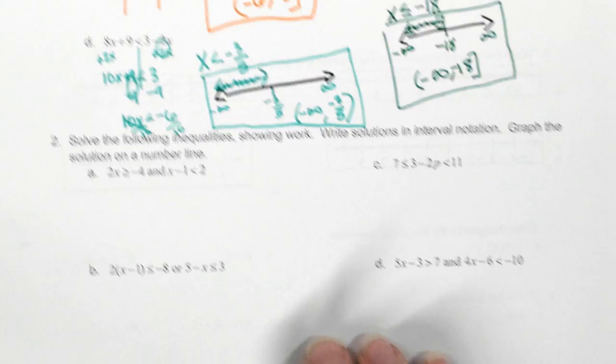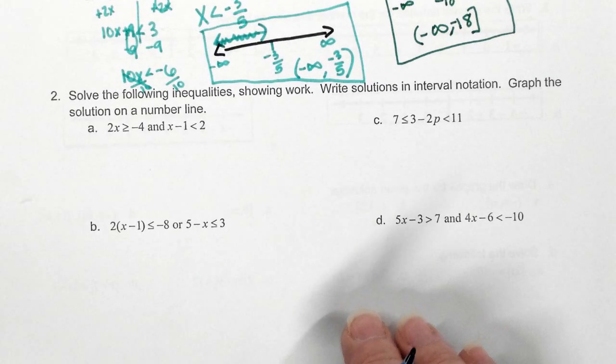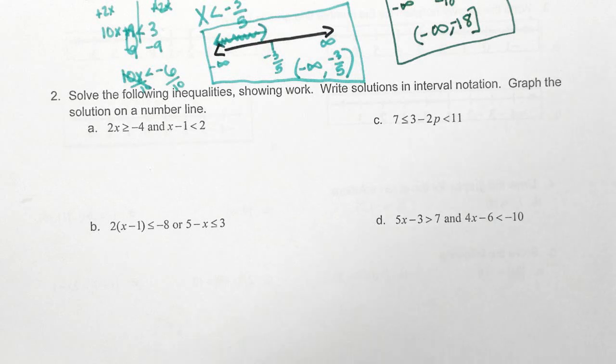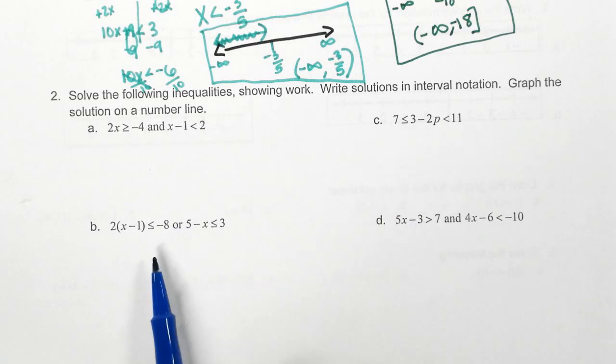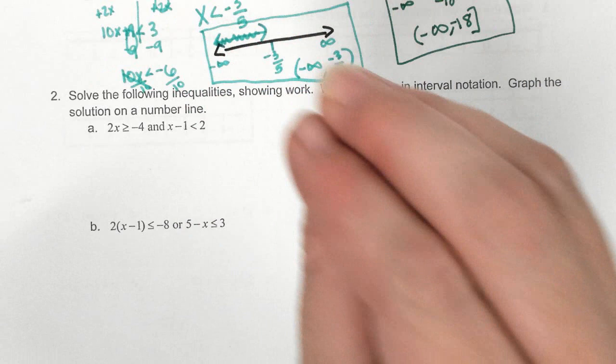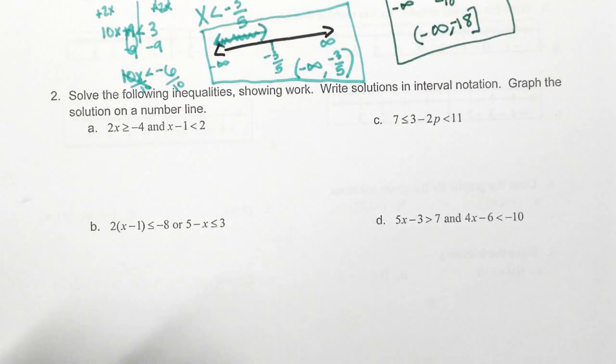Okay, look at number 2. Number 2 says solve the following inequalities showing work. Write solutions in interval notation. Graph the solutions on a number line. So this is a bunch of and or problems. Most of them are and, because this is and, this is and, this is and, and this is or. So it's got a mixture of some of the stuff that was up there, but it also has or problems.